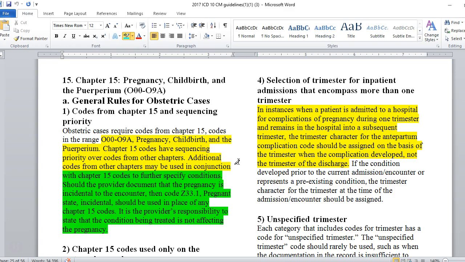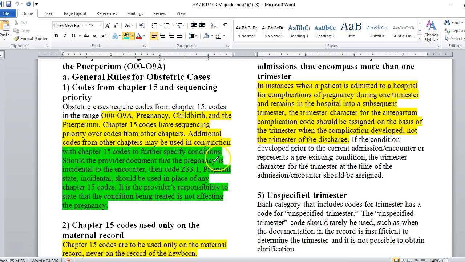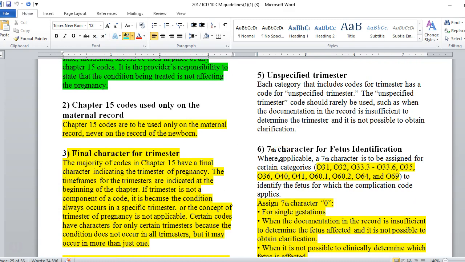Now, if the condition developed prior to the current admission or encounter or represents a pre-existing condition, the trimester character for the trimester at the time of the admission should be assigned. Again, just going back to when did she get there? What was the complication when she was admitted, when she showed up at the hospital?